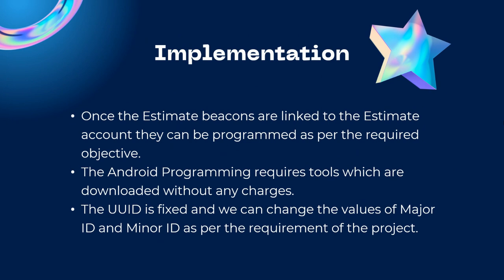The UID is fixed, and we can change the values of major ID and minor ID as per the requirement of the project. The coding is used to give information about the beacons and the ID. In the coding, the variables like title, author, and the brief introduction of the book are declared using string text, and it uses variable names such as title, author, and intro. The image of the book is also shared and background color is stored.